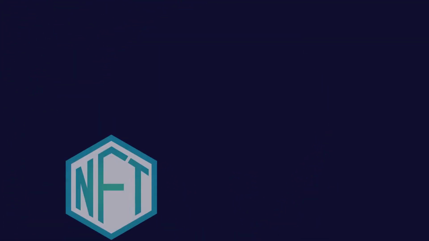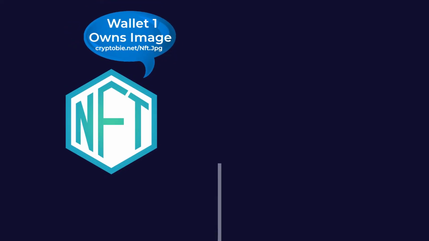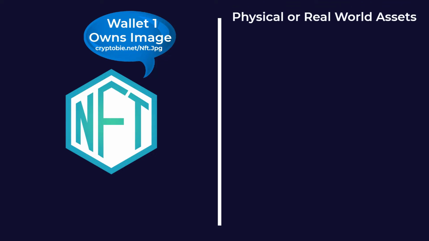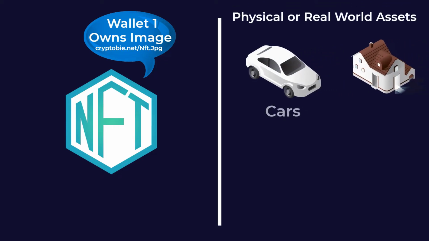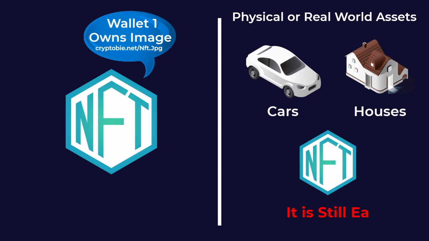So, NFTs are mainly used as proof of ownership of digital assets, like we said earlier. But they can also be used as proof of ownership of physical or real-world assets, like cars or houses, where the deed of a house is tokenized in an NFT form on the blockchain, with only one owner for it. But we still have a lot of time before we can see something like this in the real world.